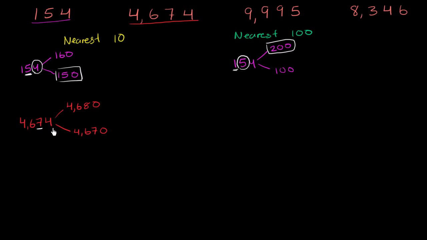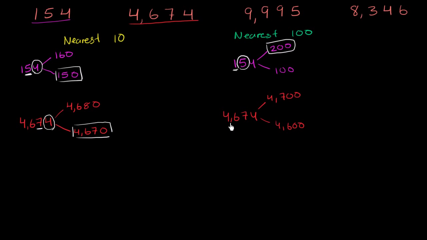To figure that out, we look at the ones place. The ones place is 5 or greater, we round up. If it's less than 5, we round down. It's once again less than 5, so we round down to 4,670. Now let's round the same number to the nearest 100. 4,674. What's the multiple of 100 below this? Well, the multiple of 100 below this is 4,600. The multiple of 100 above this is 4,700.